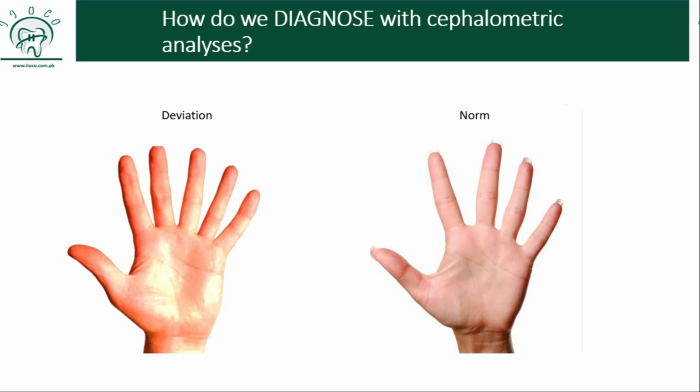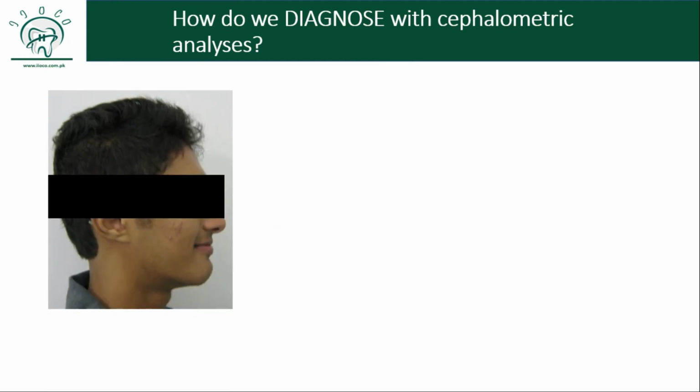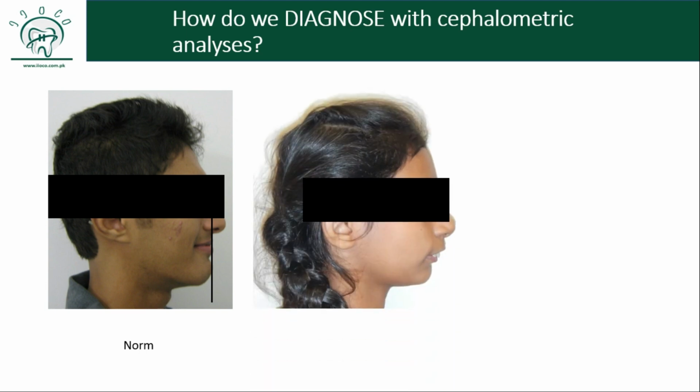In the same way, a straight profile is a norm in most of the population. Like in this patient, if you draw a straight line from glabella, this line is more or less in contact with the upper lip, lower lip and chin, or in other words, you can say that his mandible and maxilla are perfectly aligned. That is the reason he has a straight profile, which is a norm. However, in this patient, you can appreciate that the profile is severely convex. Maybe due to mandibular deficiency or maxillary prognathism, whatever the reason is, but the profile is convex, which is not normal or deviated from the norm.